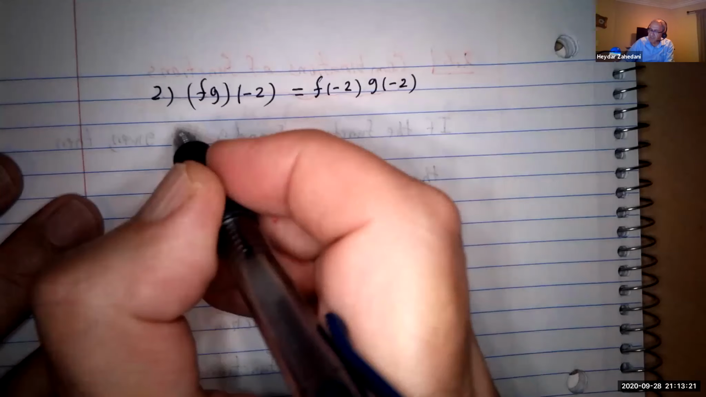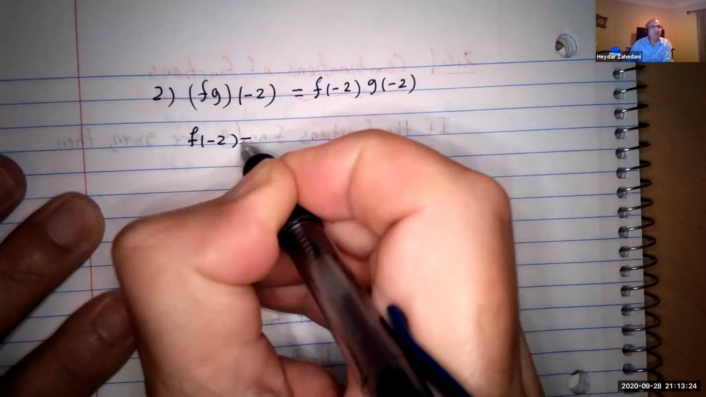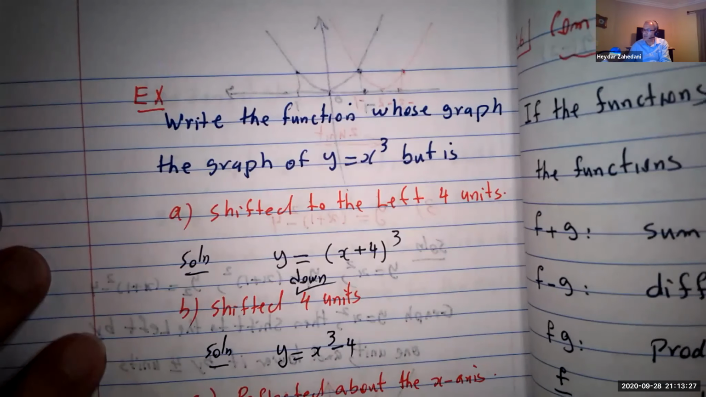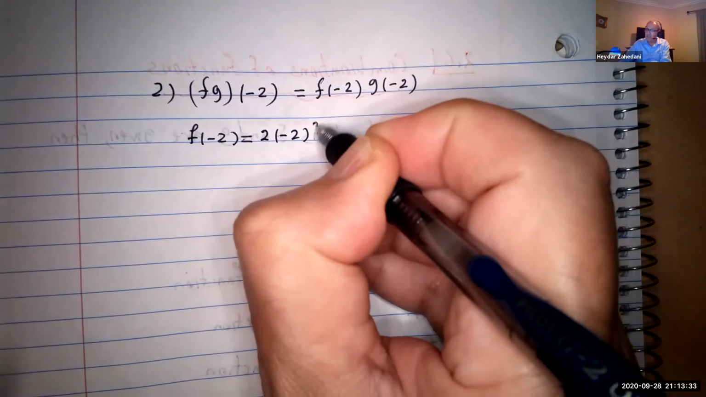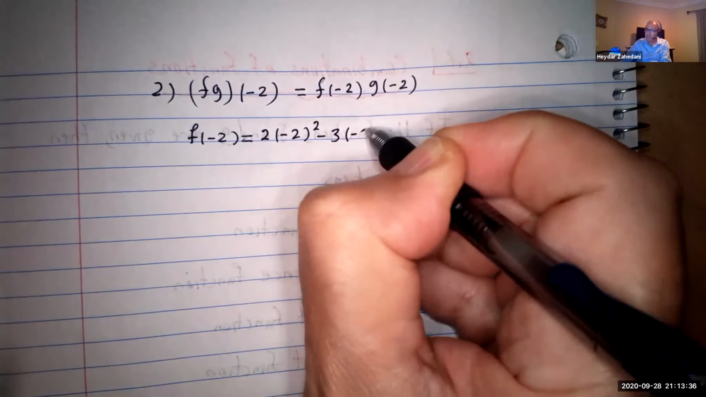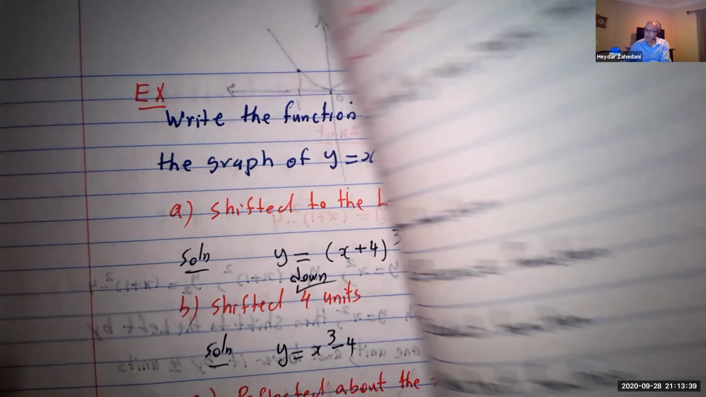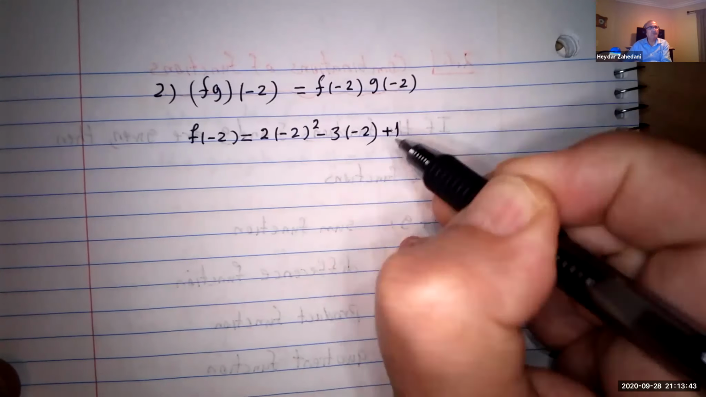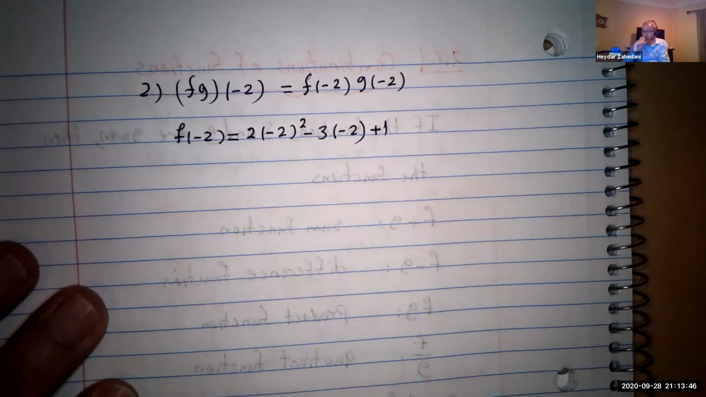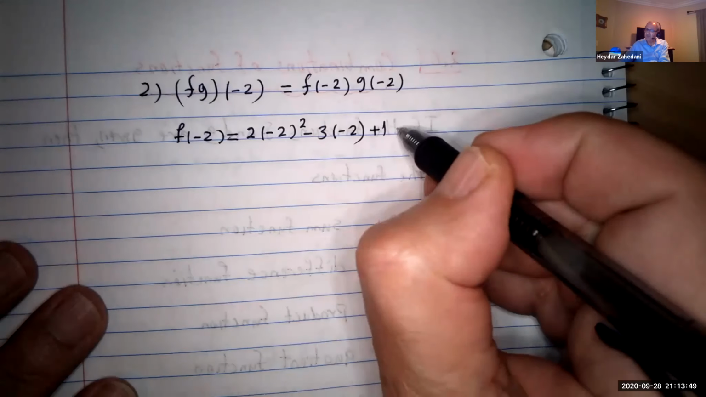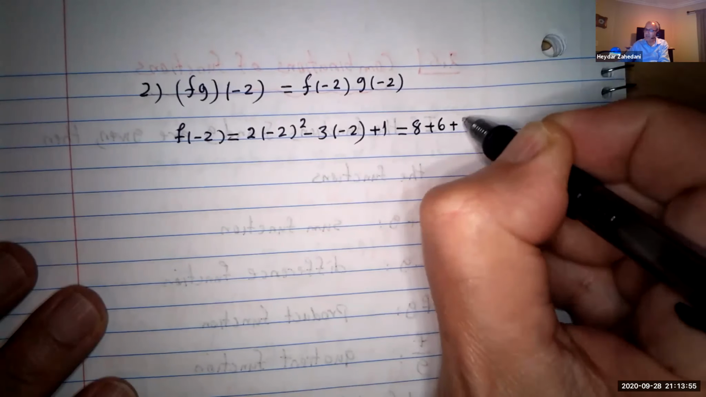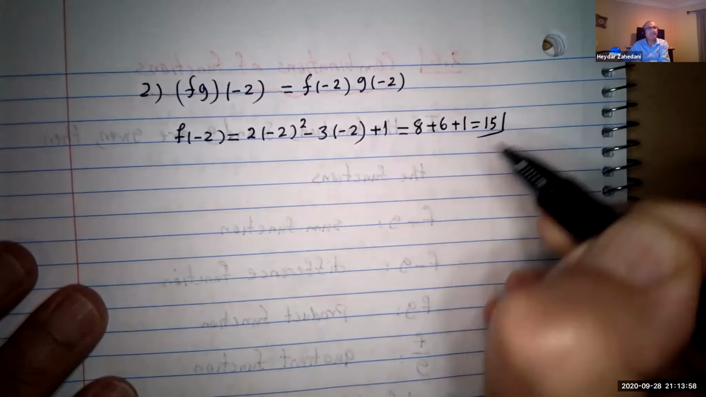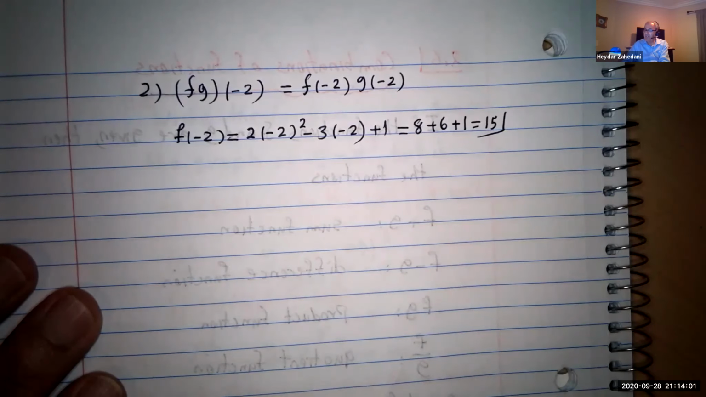Okay, we are going to find f of negative two. So we go to the function and we substitute. Your function is 2x squared minus 3x plus 1. So 2 times negative 2 squared, minus 3 times negative 2, plus 1. We just substitute and simplify. Negative 2 squared is 4, 4 times 2 is 8, and this would be a positive 6, and the plus 1. So that gives us 15. That would be f of negative 2. Any question?